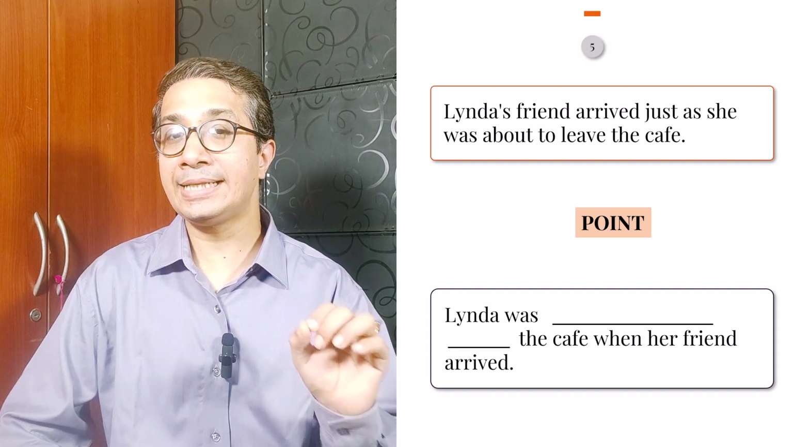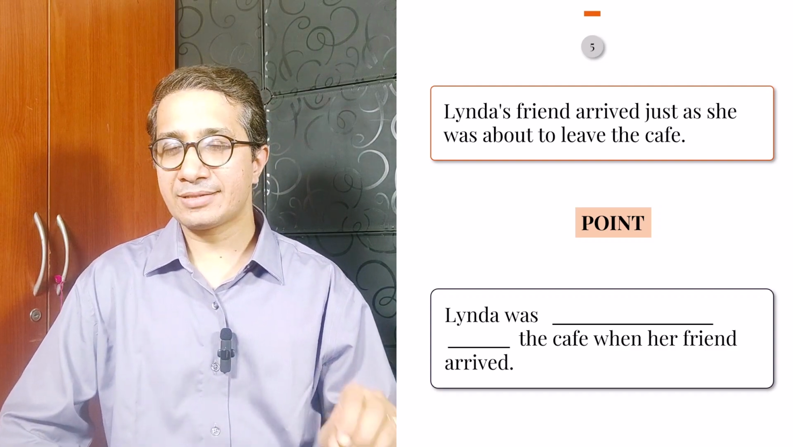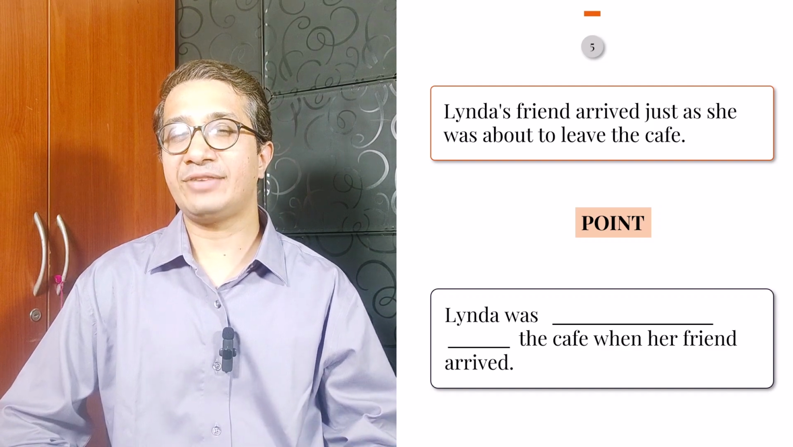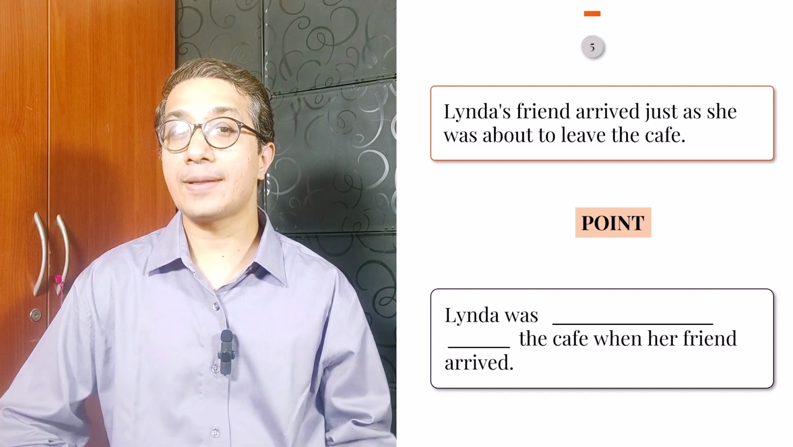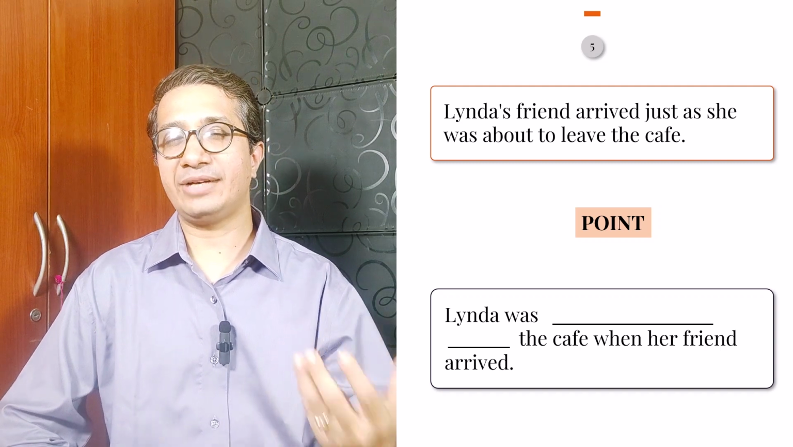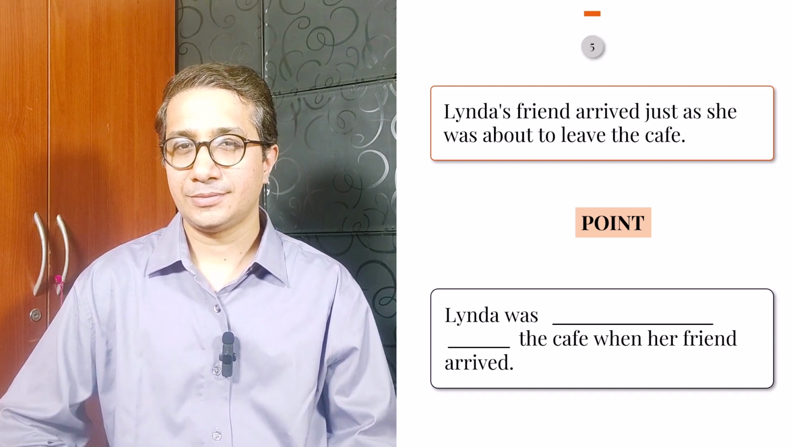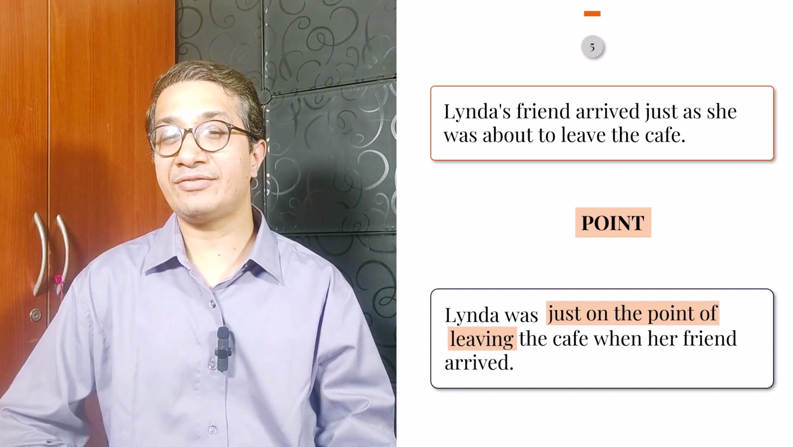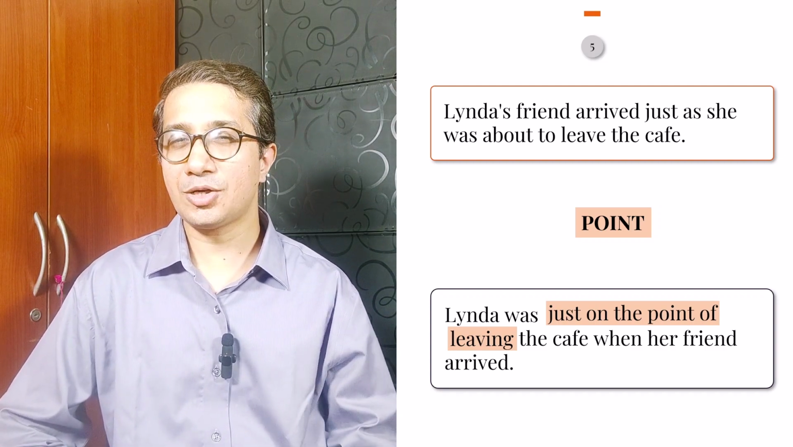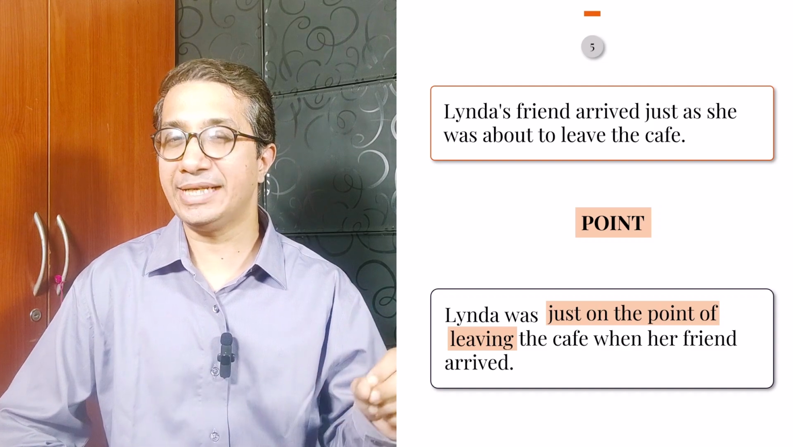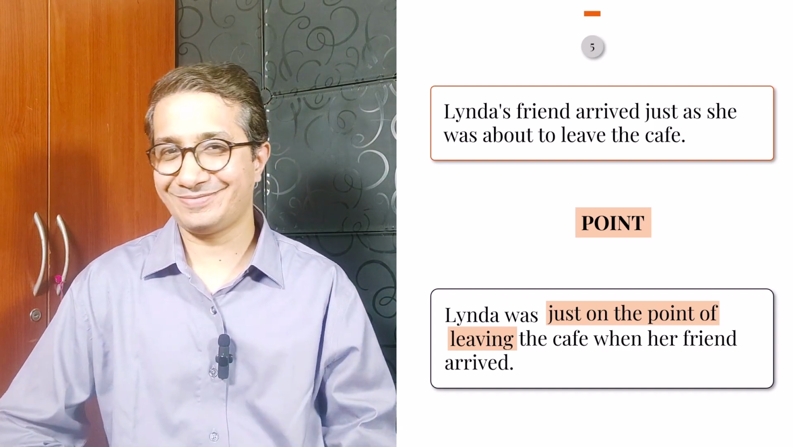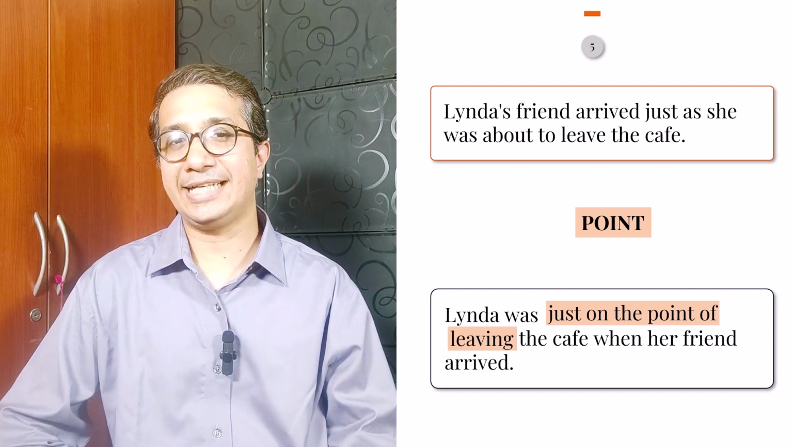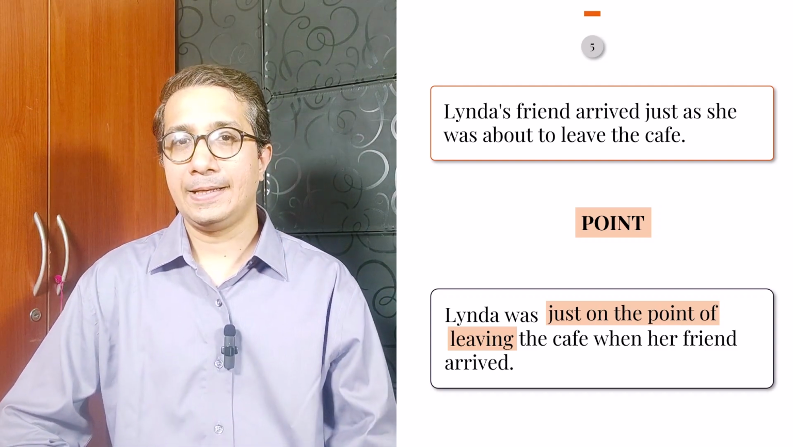The keyword is point. The second sentence is: Linda was the cafe when her friend arrived. Answer: Linda was just on the point of leaving the cafe when her friend arrived. Just on the point of doing something when something happened. Okay, that's the expression. Remember.